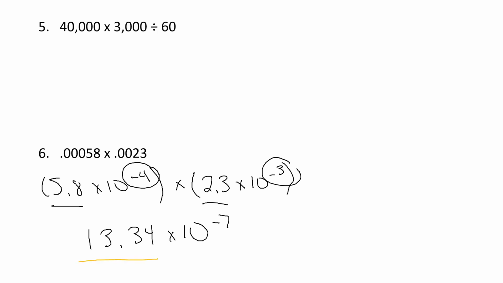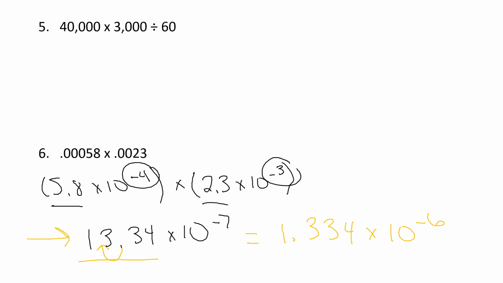But not in the right form. Move it to the right one place, so that is a positive. So if I have negative 7 and I now have a plus 1, I end up with negative 6. Technically, this is the correct value. It's just not quite in the simplest form.